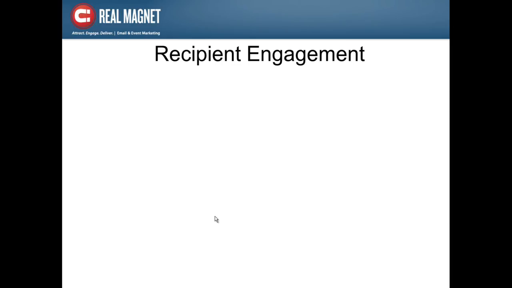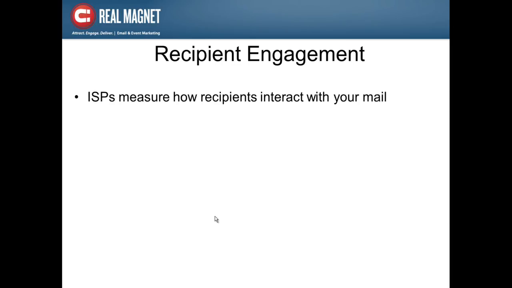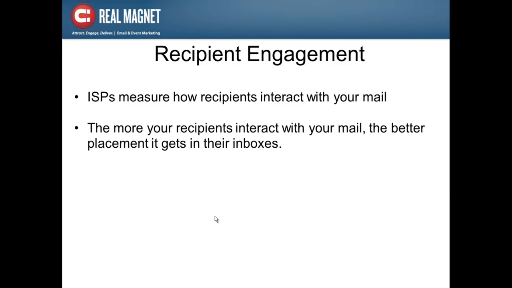We've been talking about recipient engagement. ISPs measure how your recipients interact with your email. They can tell if your email is generally engaging. In some instances, ISPs are presenting the inbox to their customers with mail sorted not by when it was received, but in order of perceived relative engagement to that recipient. Gmail and Hotmail are terrific examples of that. So the more your recipients interact with that mail, the more preferential placement it gets in those inboxes.